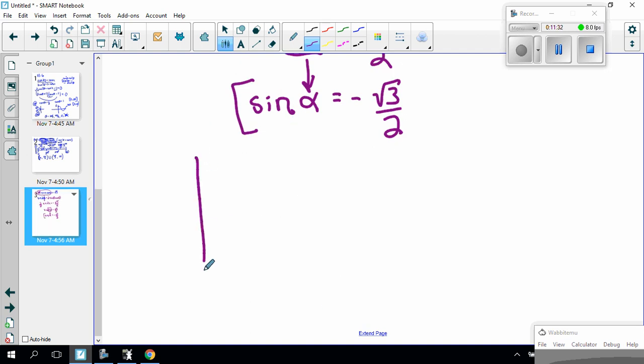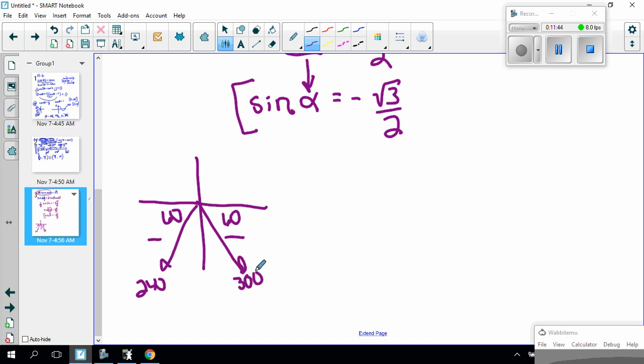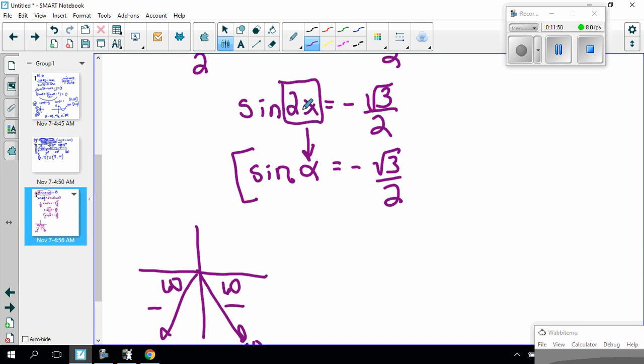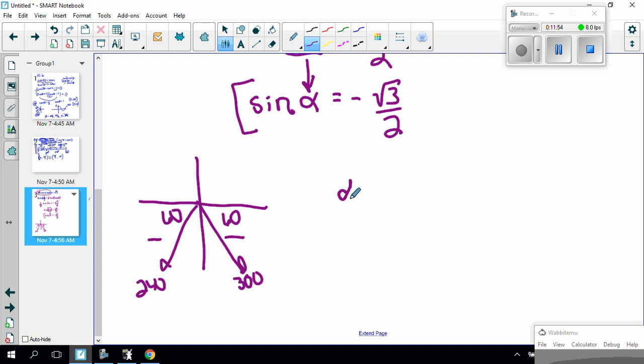I can answer this question all day. Sine is negative here and here. You got an angle here, you got an angle here. I know the unit circle number is 60 degrees, 60 degrees. Therefore, 240 and 300, I dominated that thing. Now, we're solving for 2x, and 2x is alpha. So I do know that alpha is 240 and alpha is 300, but there's a trick.